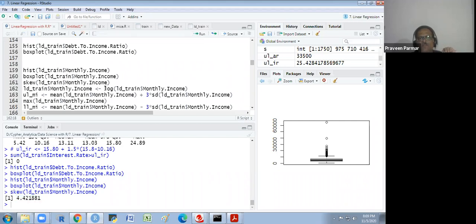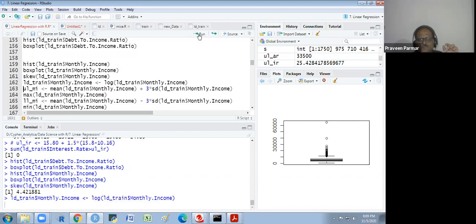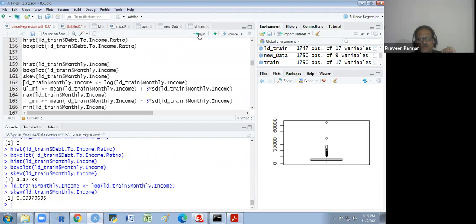What I will do is take the log scale. I could take the square root. I could take the cube root scale. I'm using the log scale. For that, I just run it, and I again see the skewness. What do you say now?